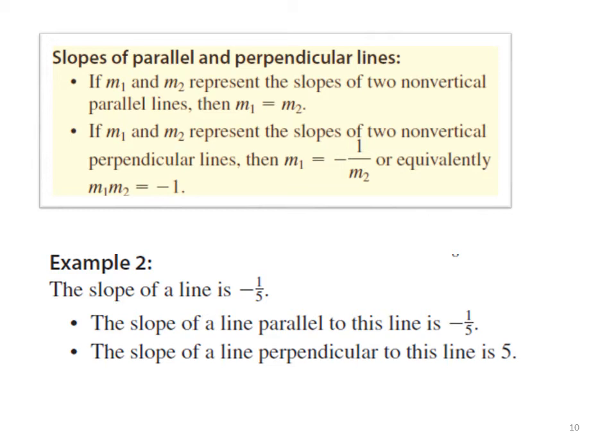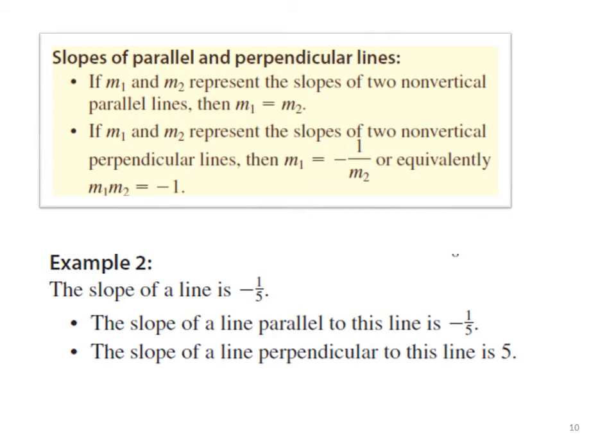So here, just to summarize, if you have two lines and the two slopes are equal, then the two lines will be parallel. If the product of the two slopes is equal to minus 1, then the two lines will be perpendicular to each other.